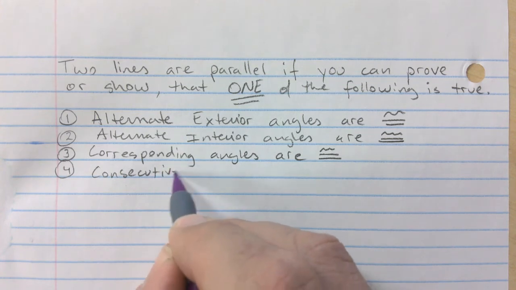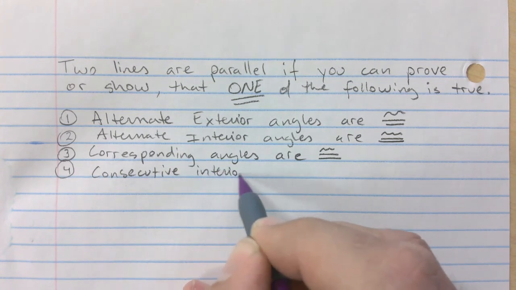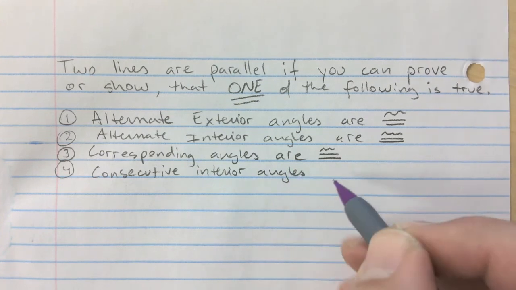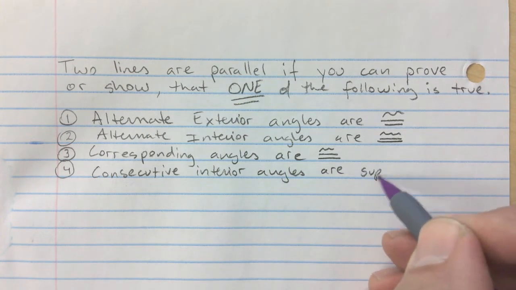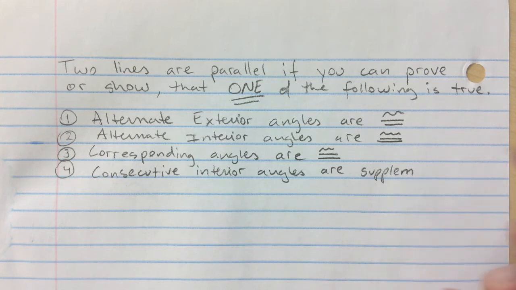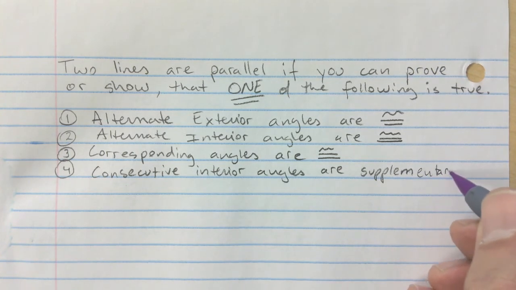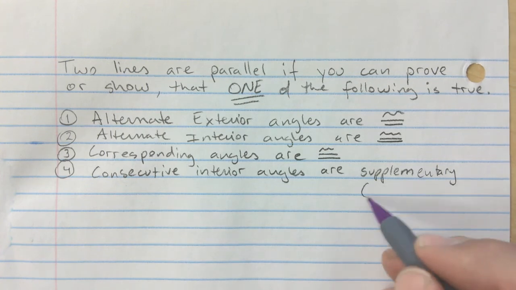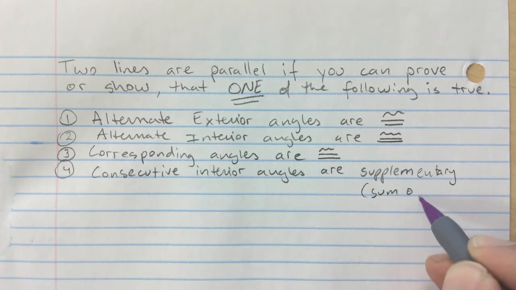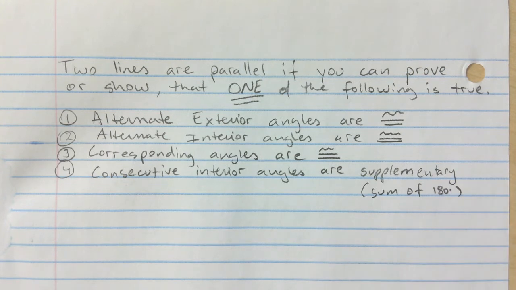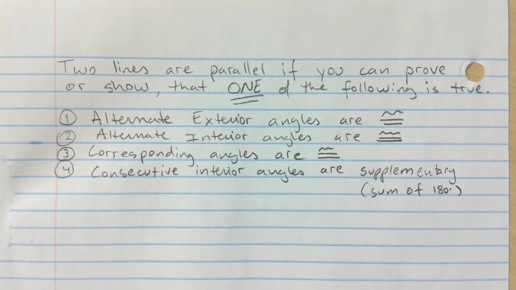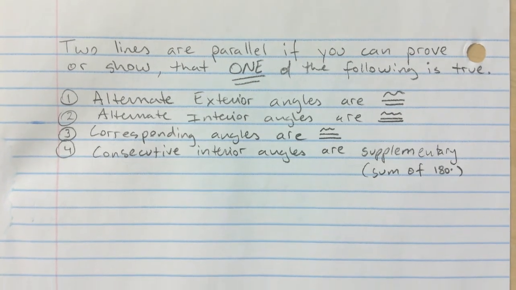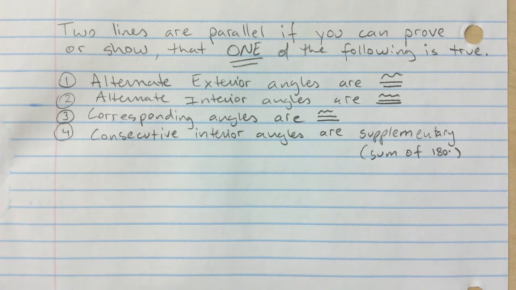Consecutive interior angles are supplementary. What is supplementary, right? They have a sum of 180 degrees. Very important to have on your study sheet.